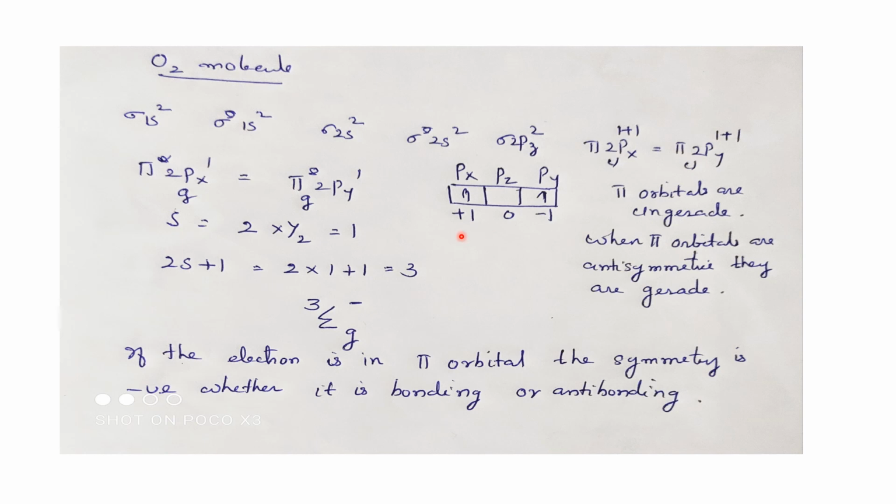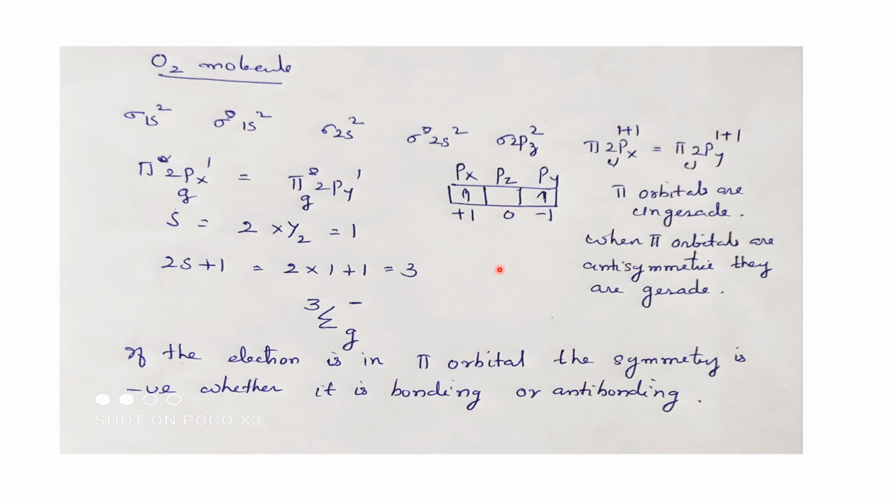Then find out the multiplicity of the term, that is 2S plus 1. In this case, the p orbitals contain 2 electrons, one in px orbital and the other one in py orbital. So S equal to half plus half, that is 1, or 2 into half equal to 1. Therefore, multiplicity 2S plus 1 is equal to 2 into 1 plus 1, which is 3.